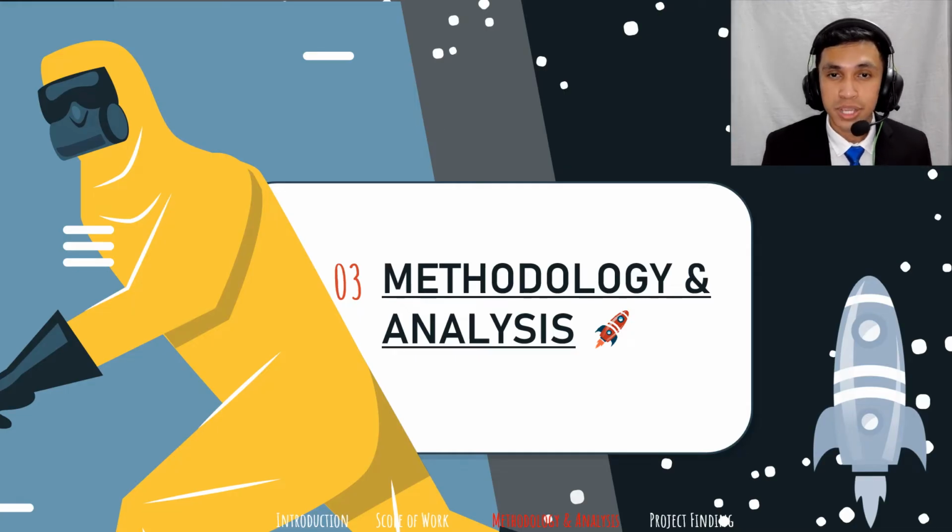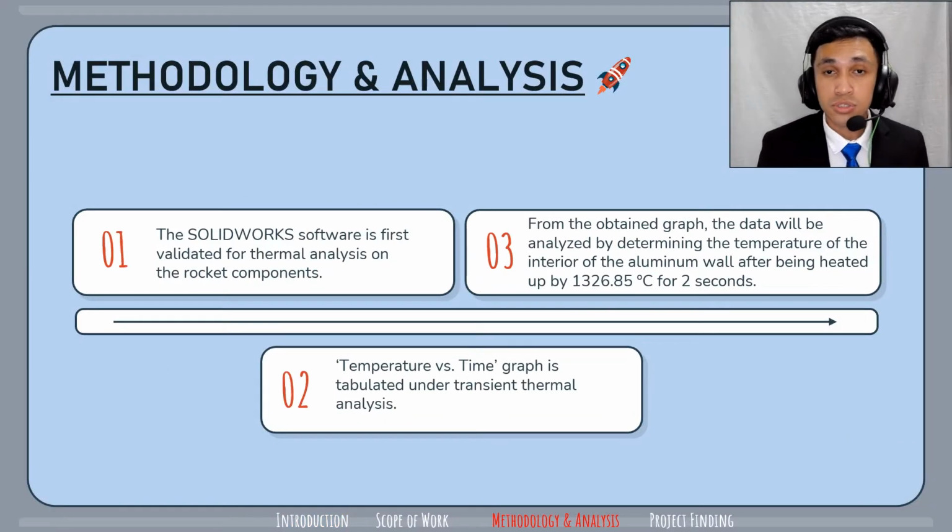Now I'll explain on the methodology and analysis. The SolidWorks software is first validated for thermal analysis on the rocket components. Then, temperature versus time graph is tabulated under transient thermal analysis. Finally, from the obtained graph, the data will be analyzed by determining the temperature of the interior of the aluminum wall after being heated up by 1326.85 Celsius for 2 seconds.